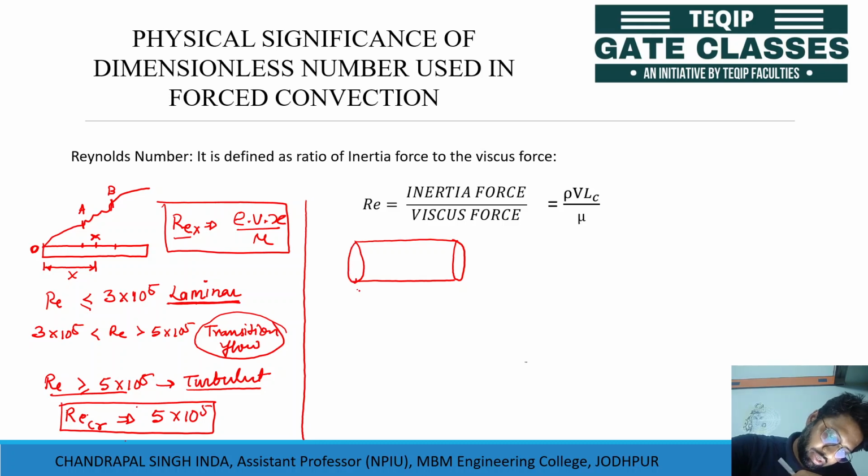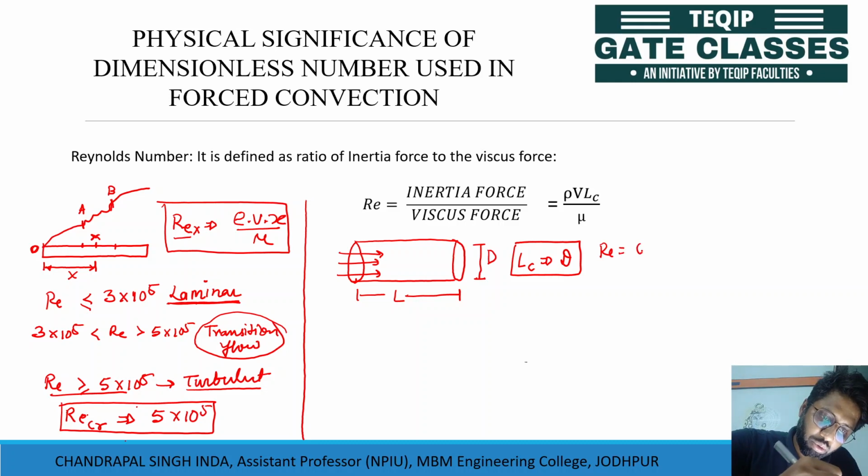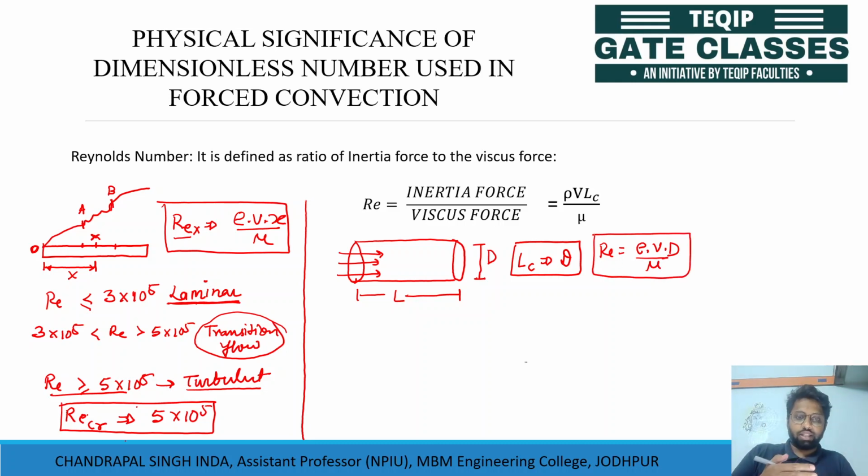For internal forced convection, the flow takes place inside a closed conduit. Now this is the length of the pipe and that is the diameter of the pipe. Here in internal flow, the characteristic length is equal to the diameter. So the Reynolds number will be equal to rho into velocity into diameter by mu. This means for the entire length, the value of the Reynolds number for internal flow remains constant throughout the length.